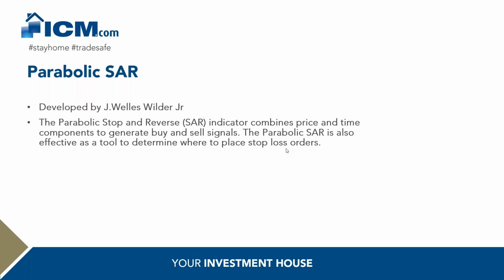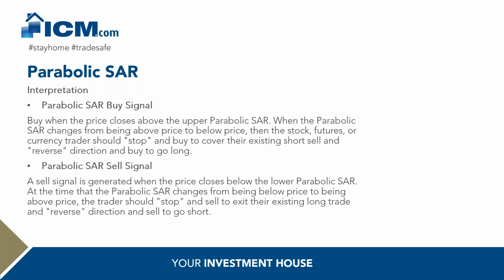In the parabolic, the interpretations come in two different methods, where we can identify how exactly the signals are generated, where to buy and where to sell. In the case of a parabolic SAR buy signal, you buy when the price closes above the upper parabolic SAR. I'm going to show you in a PPT, as well as take you to live demonstrations where you can identify how exactly.